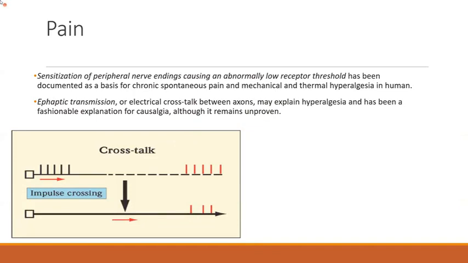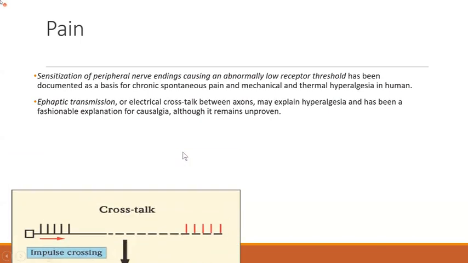Another mechanism is effective transmission or crosstalk between axons. So these are two axons. There is impulse generation in one axon, and while traveling through the axon, it crosses to the other axon. So this is crosstalk between axons. It should not occur if both are myelinated, but if there is any damage to the myelin due to any pathology, the effective transmission takes place, and it can explain pain in some patients.